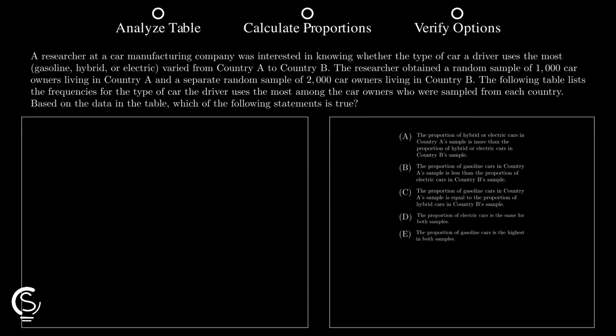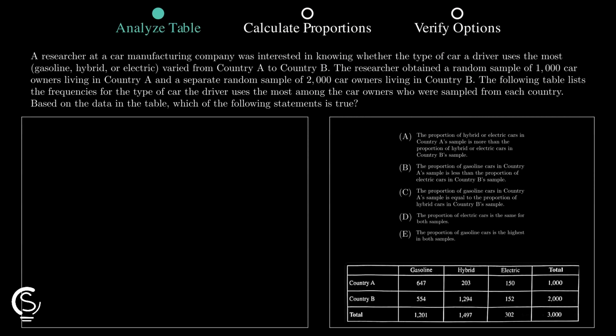First, find the proportion of hybrid or electric cars in country A. Sum the frequencies for hybrid and electric, then divide by the total sample size of 1,000. Boom!